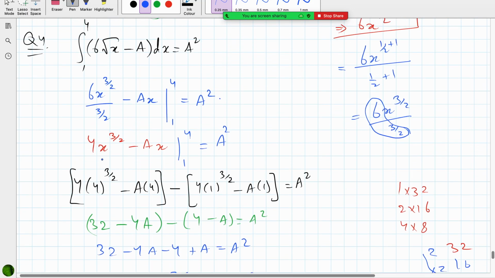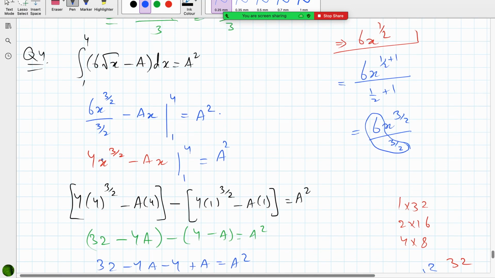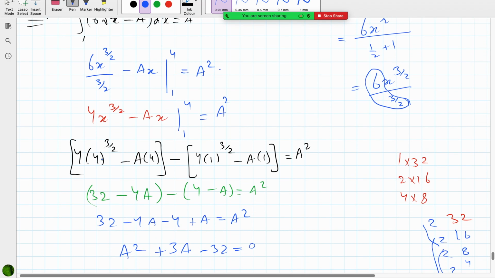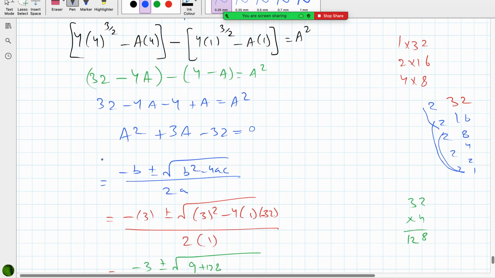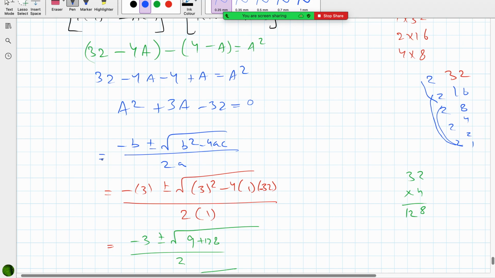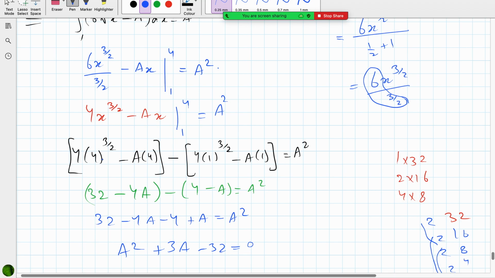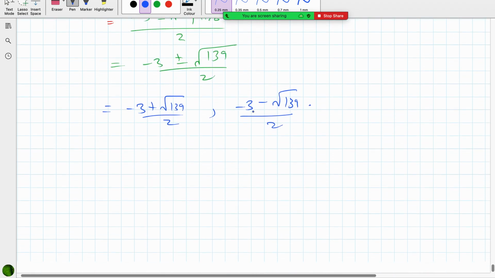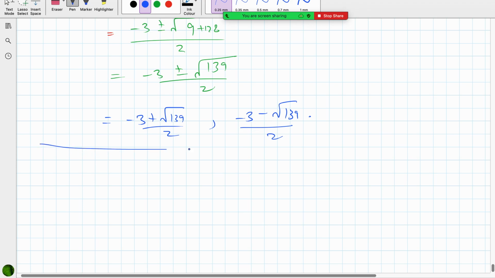Any issues? So as per the question, we integrated first, then substituted the upper limit minus lower limit, and then this was just a simple quadratic equation. Upper limit and lower limit were given, 4 and 1.